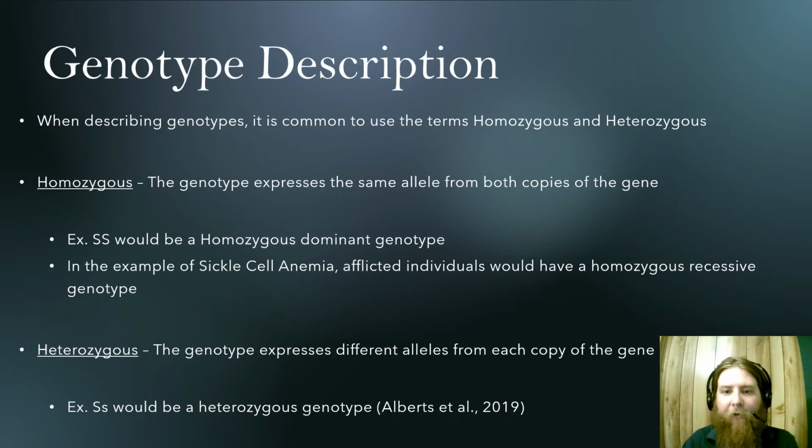Now, genotype descriptions. When describing genotypes, we very commonly use the terms homozygous and heterozygous. Homozygous is both alleles are the same for that particular gene. So big S would be a homozygous dominant genotype. And in the example of sickle cell anemia, in order to have the disease, you need to have a homozygous recessive genotype, or little s.